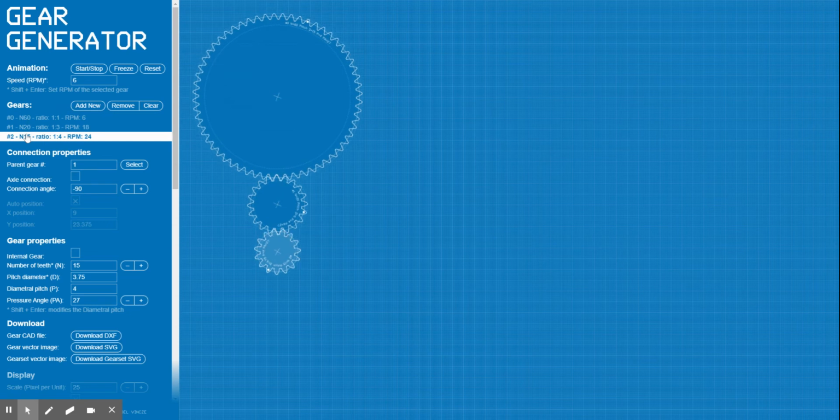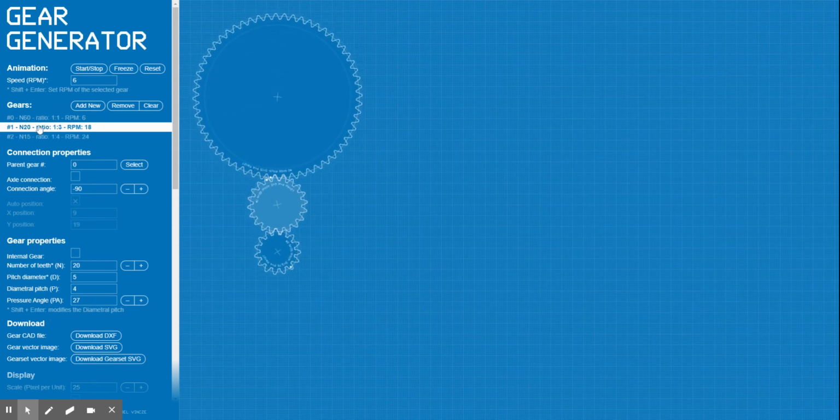Okay, now notice that I'm ignoring the gear in the middle. I want you to watch what happens when I change the number of teeth on the gear in the middle. Okay, as I'm changing it, watch this RPM.